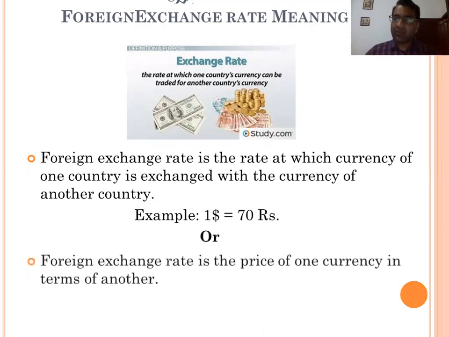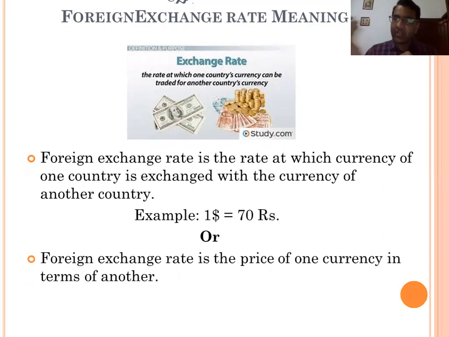In other words, we can say the foreign exchange rate is the price of one currency in terms of another. It means the price of one currency in terms of the other is a foreign exchange rate. Now, for the same example, $1 is equal to 70 rupees. It means the price of $1 is equal to 70 rupees.